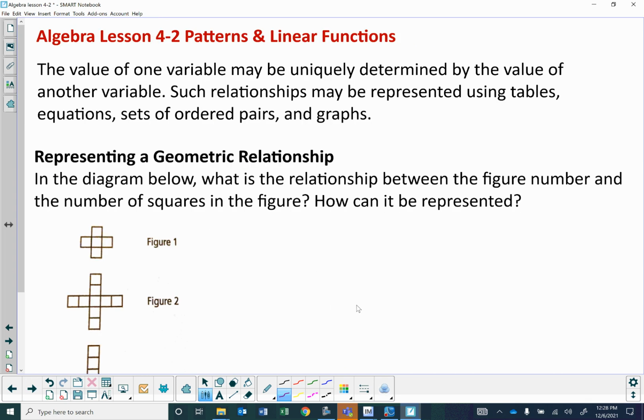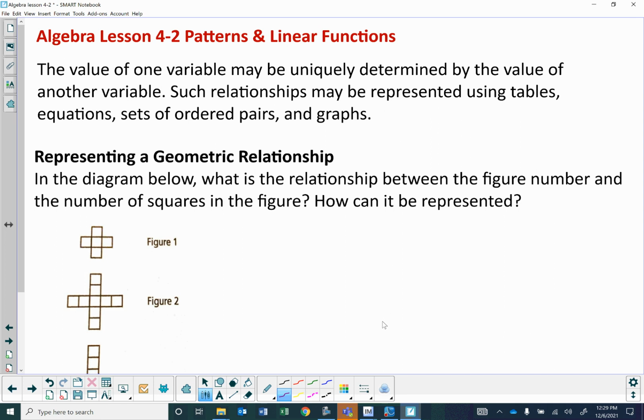The value of one variable may be uniquely determined by the value of another variable. Such relationships may be represented using a table, an equation, a set of ordered pairs, or a graph. And today we're going to learn how to do all four of those, maybe all four of them within the same problem. But nonetheless, it is important to be able to figure these out. So we're going to talk about how you can look at something and describe the relationship using a table, an equation, an ordered pair, or a graph.